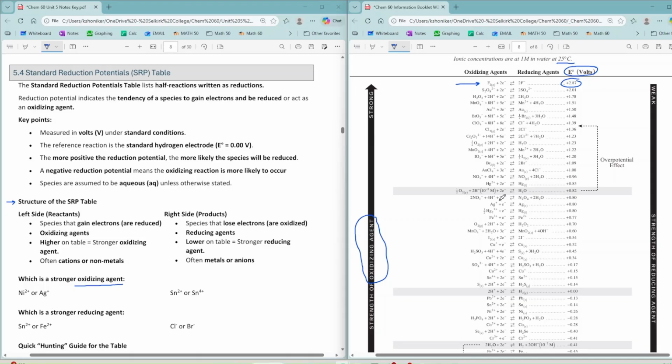Right away, my brain finds the silver ion here at a reduction potential of 0.80. Then I'm looking for nickel on the same side, acting as an oxidizing agent. It's down here at negative 0.26. So silver has more of a tendency to be reduced than the nickel ion. Okay, now pause the video and give this one a go.